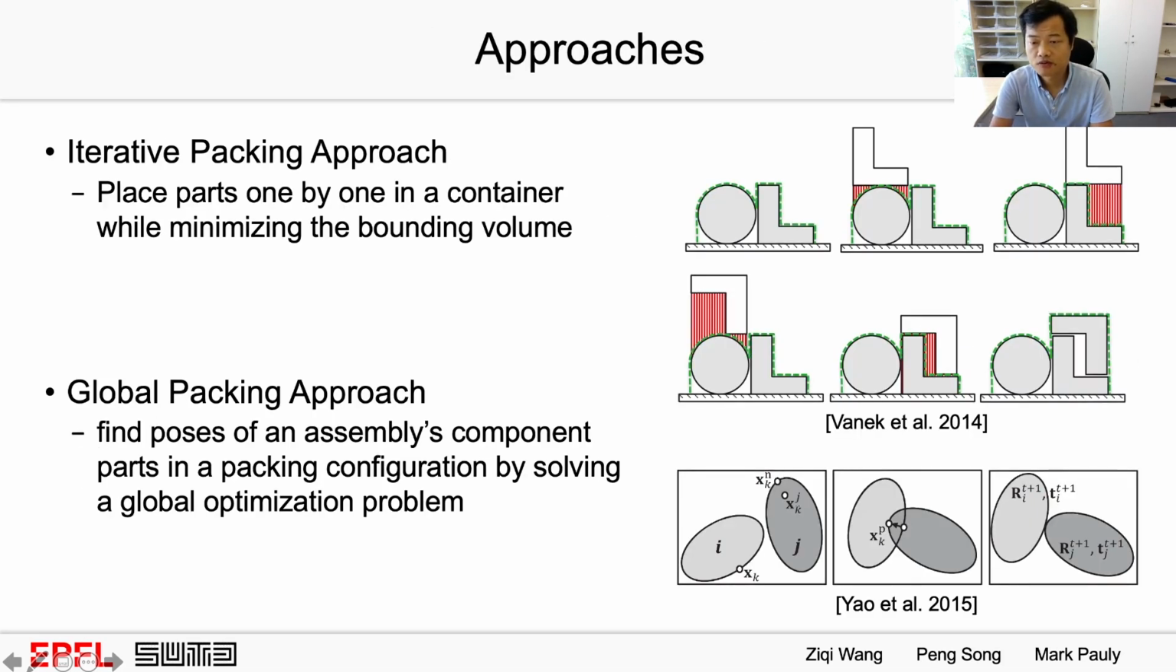There are two classes of approach to solve the assembly packing problem: iterative approach that places the given set of parts one by one in the container while minimizing the bounding volume. Global packing approach seeks to find assembly component parts in a packing configuration by solving a global optimization problem. Please refer to the papers for details.